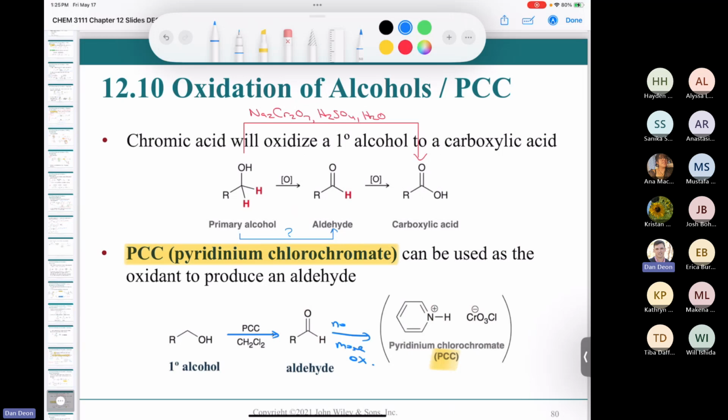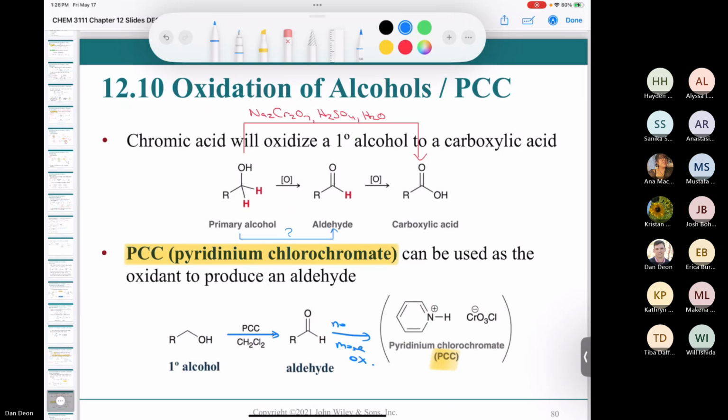PCC is a red solid. It's a really great compound. It's very easy to mass on a balance. So you throw it in your reaction flask, it spits out the aldehyde, or produces the aldehyde, I should say. Then you have to collect it. But there you go. So PCC, weaker oxidizing agent.